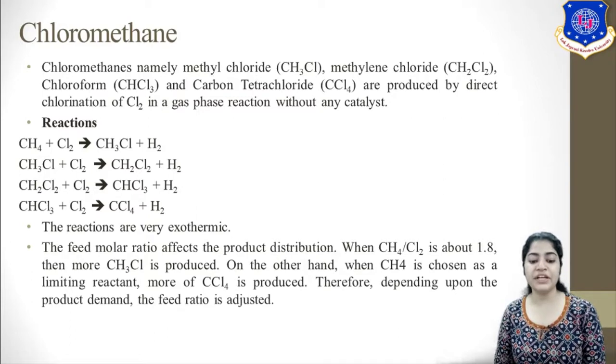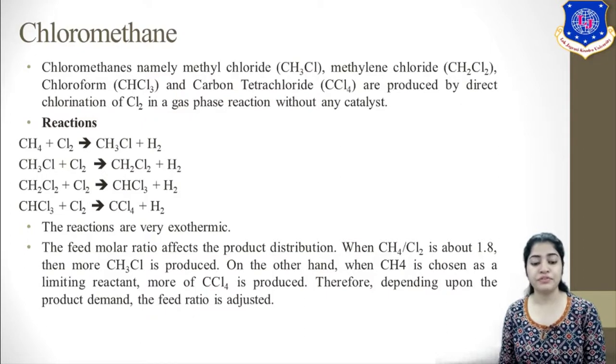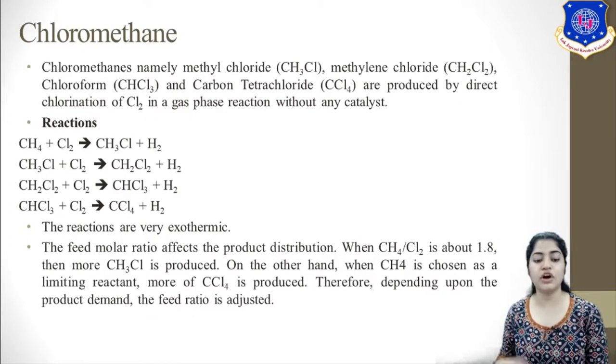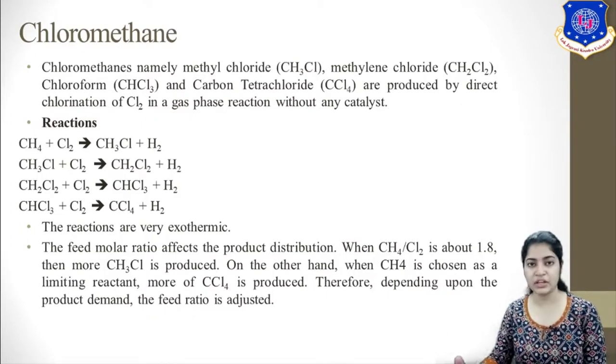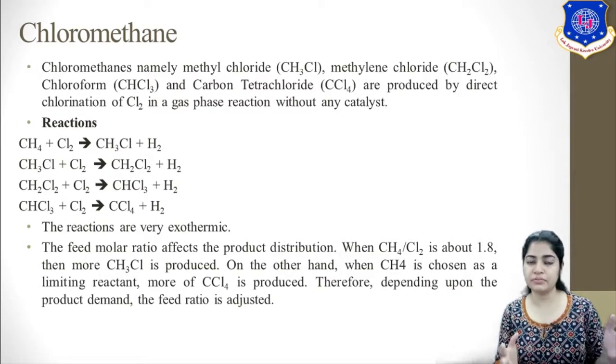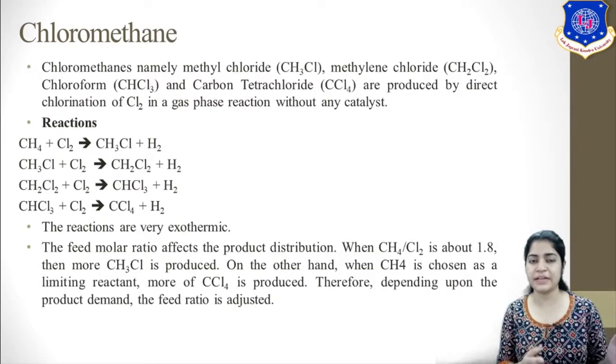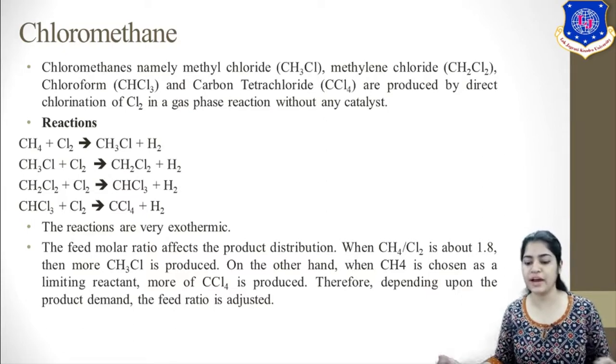Now, the feed molar ratio affects the product distribution. All these four components are your products. Feed molar ratio means the feed of methane and chlorine. The initial feed ratio which you decide will affect the product which is formed, right?